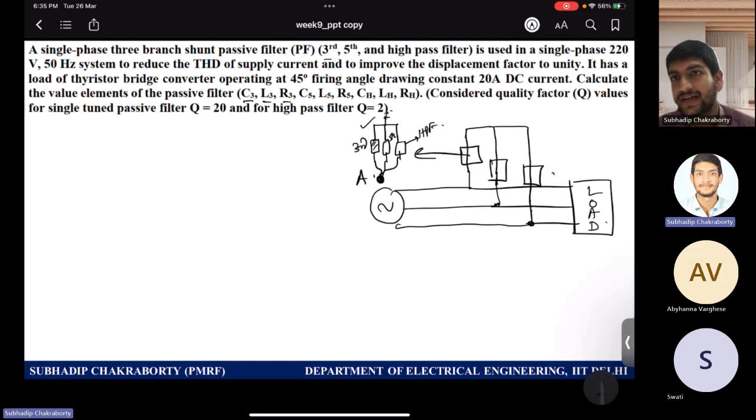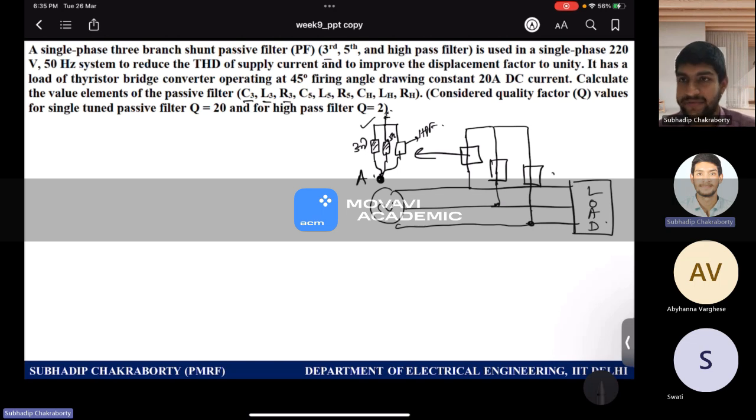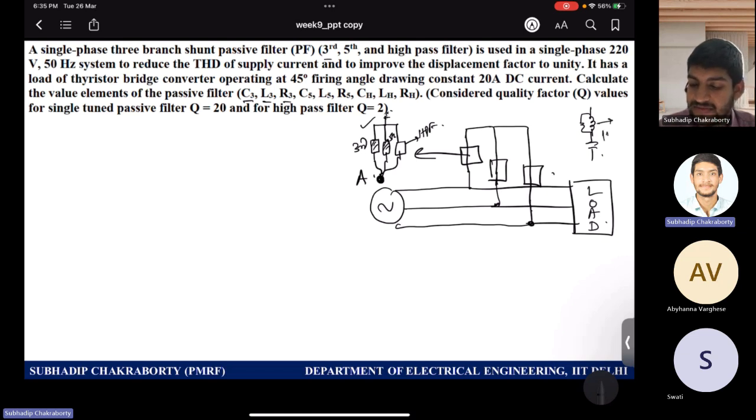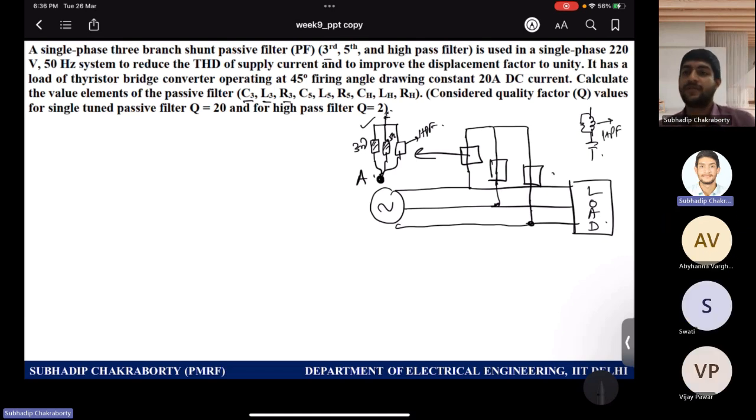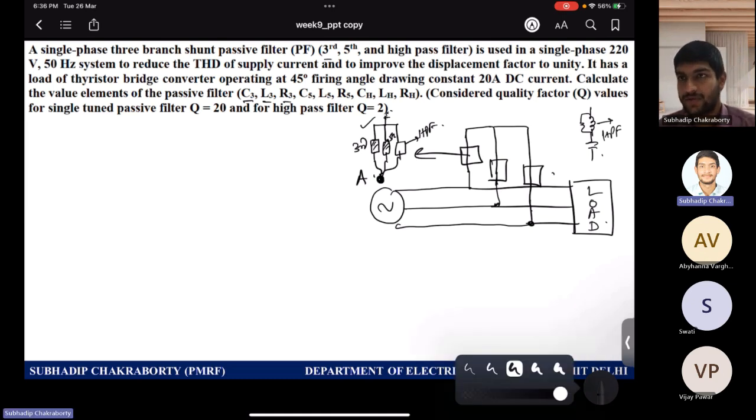All three phases have a third harmonic branch, done with a passive filter. Then obviously for the fifth harmonic, we have again created one branch per phase. The high pass filter is like this: you have L in parallel with R, and then C. So this high pass filter branch will absorb, or provide a low impedance path to, the 7th, 11th, and all the higher order harmonics.